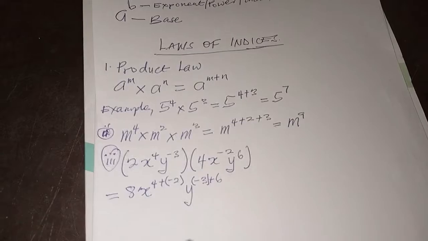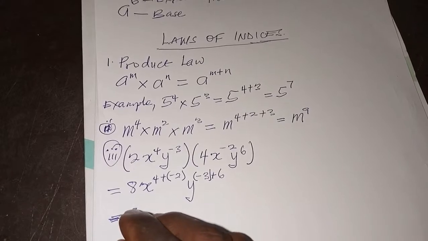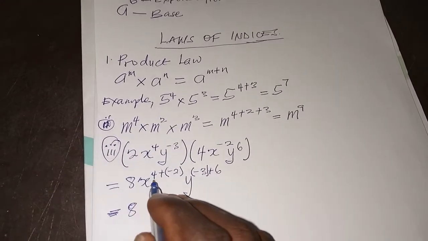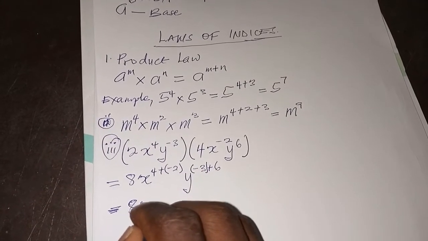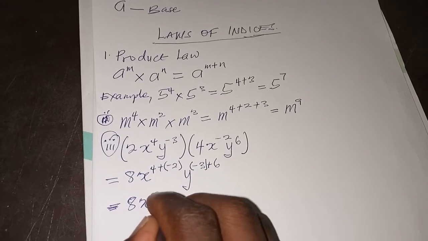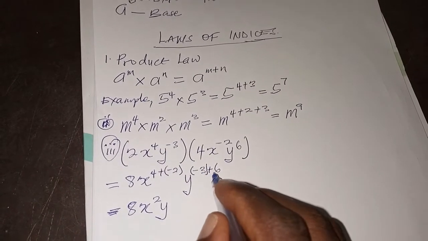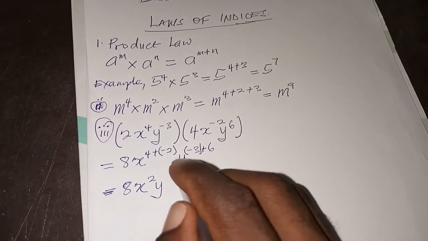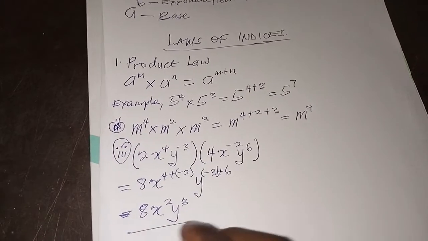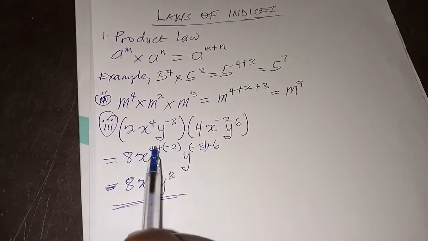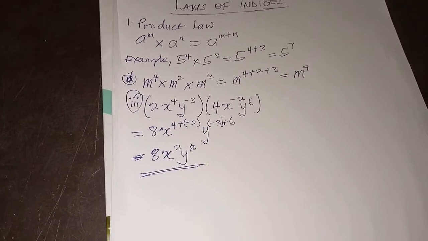Right, then we simplify further to get our 8, which is the coefficient, standing alone. So we write our 8. Then x exponent 4 plus negative 2 is the same as 4 minus 2. So it will give us x exponent 2, which is x squared. Then we come to our y now. Negative 3 plus 6 is the same as 6 minus 3. That will give us 3. So that will give us y cubed. Therefore, the final answer for this multiplication is 8x squared y cubed. Then let's move on quickly to law 2.